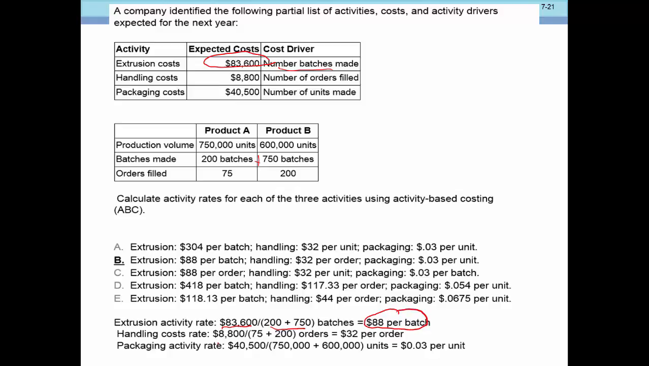Same thing now for the handling. Pick up the handling. Pick up orders as the driver. So it's at a total of $275 the amount per order, right? Okay. And then I have the packaging cost. Pick that up. The driver there is units. Pick that up. There's the amount per unit. And then if I wanted to allocate these to the different things, I would just do it by the number of each one of these activities that they use, and I could add the total together, divide that by the number of units, and that would give me the price per unit, right?